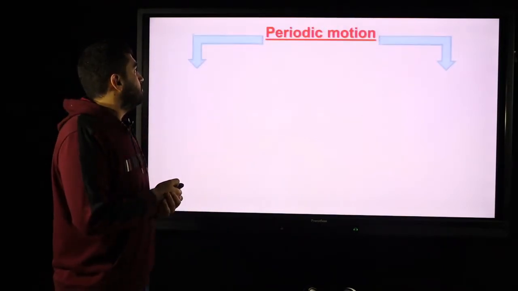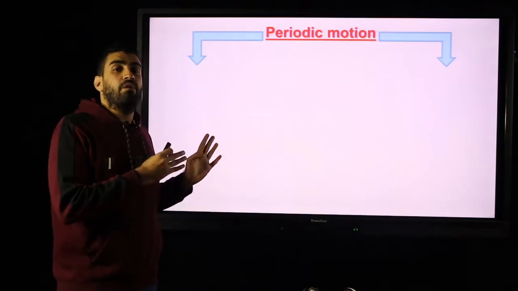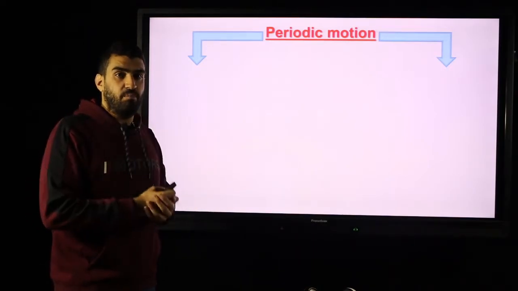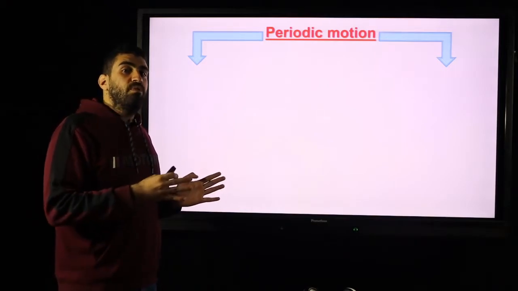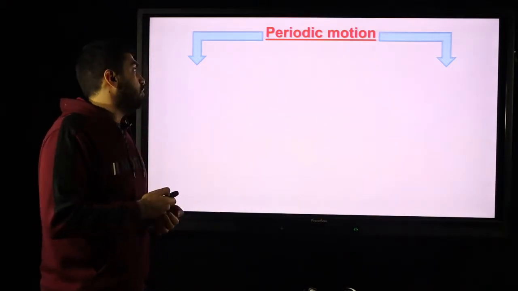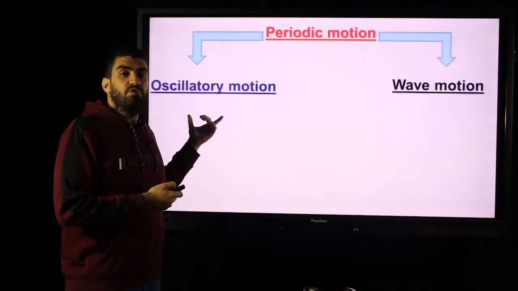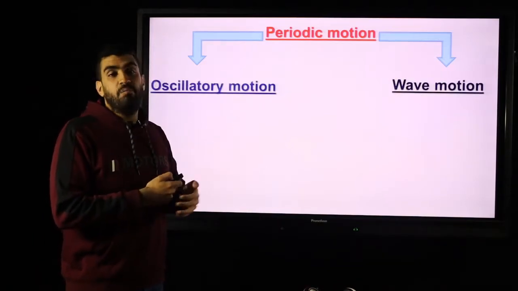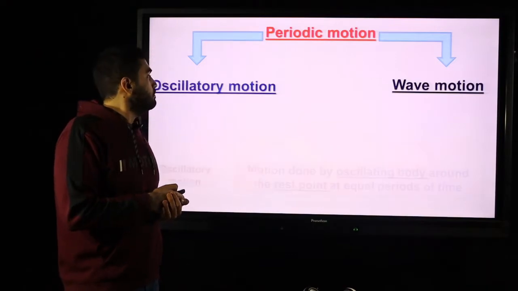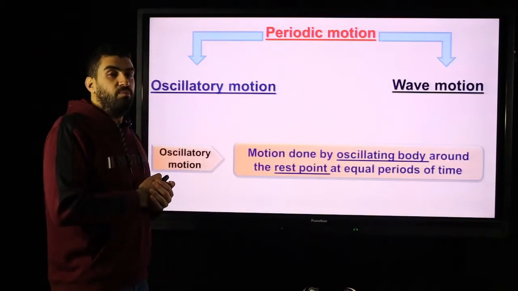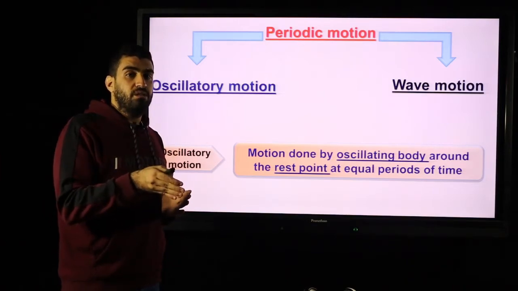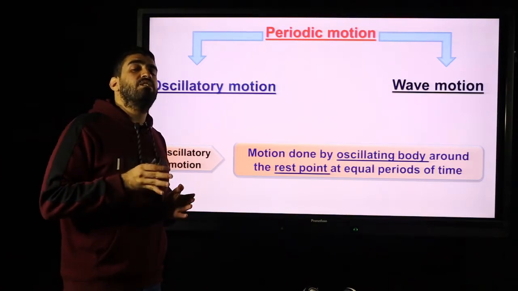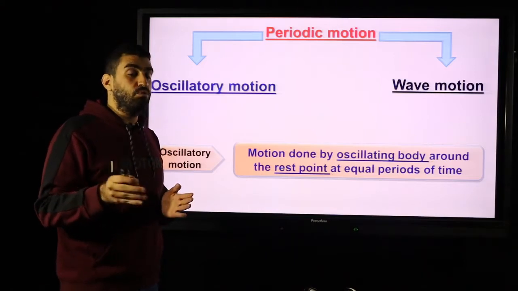Periodic motion has 2 types that we are going to study. There are many types of periodic motion, but in our course of the second term, we will talk about only 2 types, which are oscillatory motion, lesson 1, and wave motion, lesson 2. What's meant by oscillatory motion? When can we say that this object has a motion that is described as oscillatory motion?